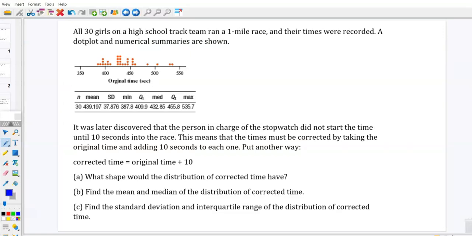You would say it in a sentence probably: the times for the 30 girls on a high school track team to run a 1-mile race. The distribution would be shaped, and I'm just going to write what shape it would be. It looks like it is skewed to the right.